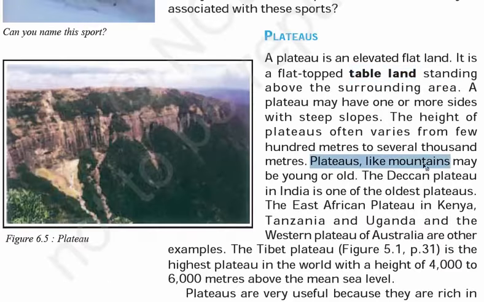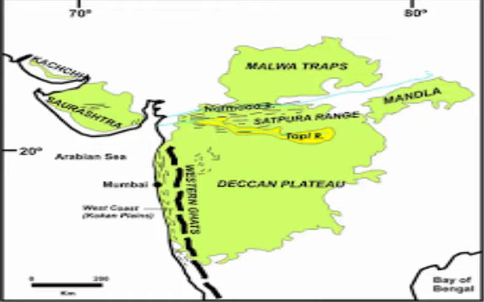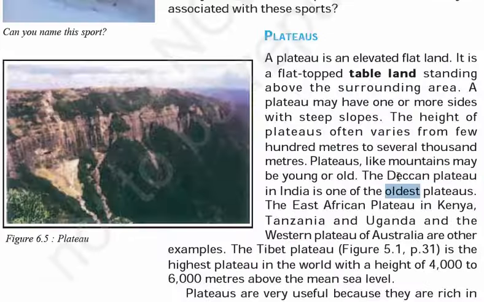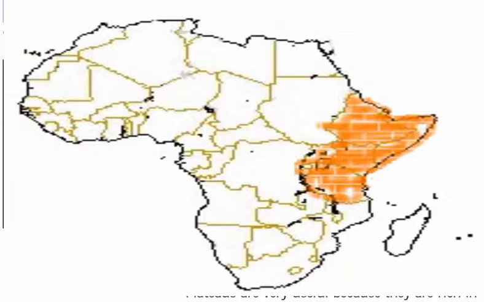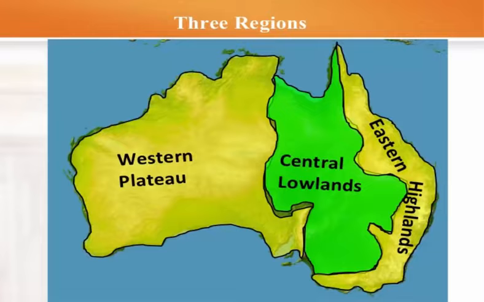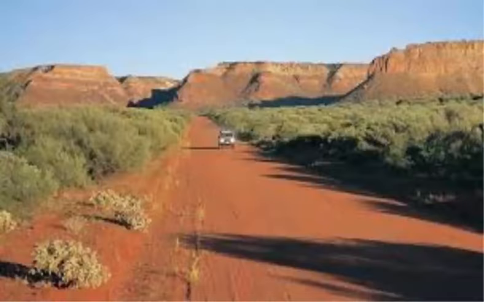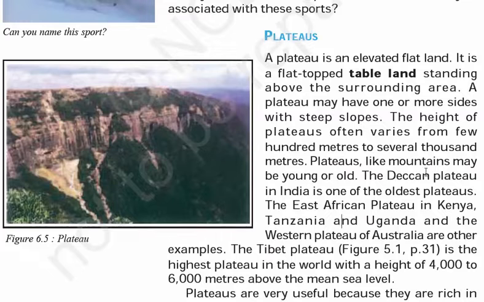Again, plateaus like mountains may be young and old. The Deccan Plateau in India is one of the oldest plateaus. So Deccan Plateau is the oldest plateau. Just remember this Deccan. The word has been derived from a long time ago. So that's why old and Deccan can be related. The East African Plateau in Kenya, Tanzania and Uganda and the Western Plateau of Australia are other examples. So they all are old plateaus.